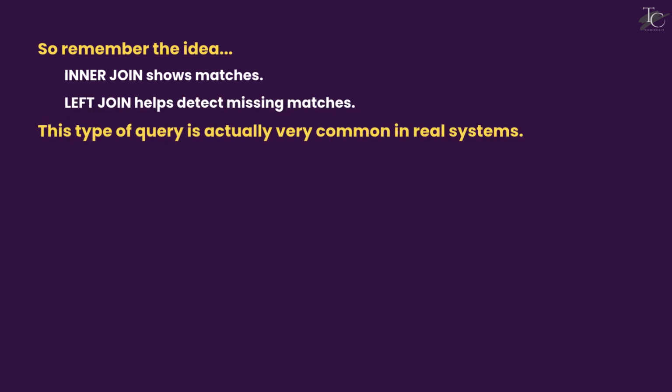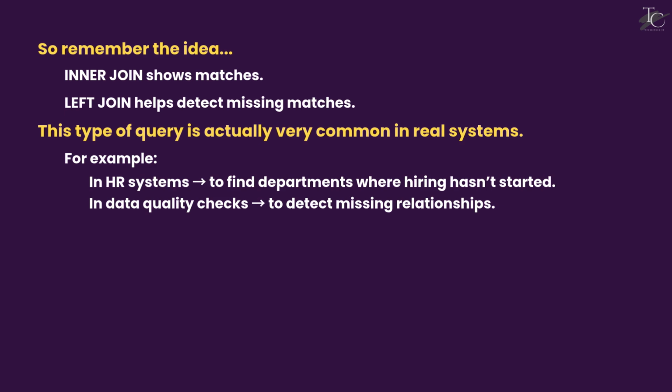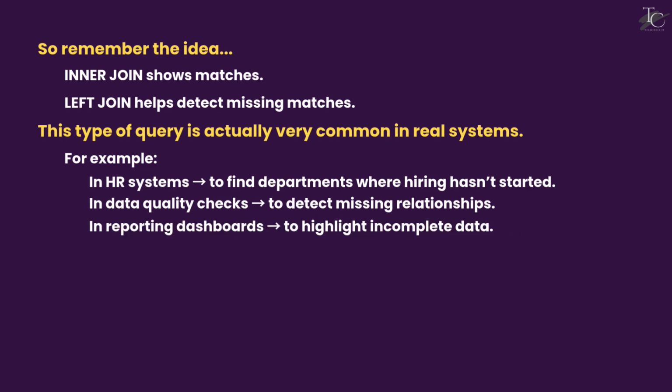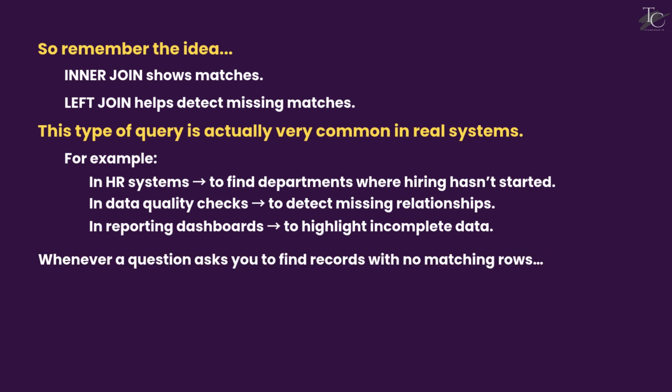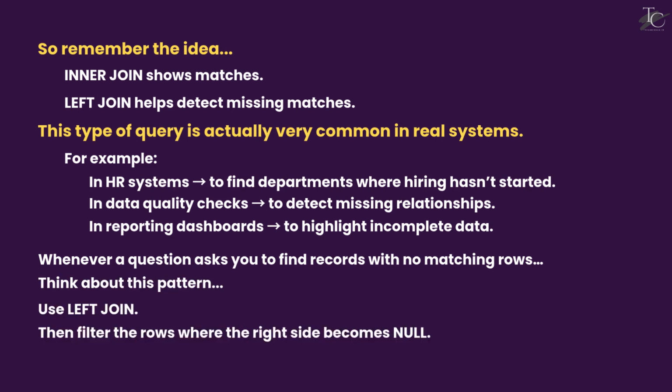This type of query is actually very common in real systems. For example, in an HR system, to find departments where hiring has not started. In data quality checks to detect missing relationships. And in reporting dashboards to highlight incomplete data. So remember this. Whenever a question asks you to find records with no matching rows, think about this pattern. Use left join, then filter the rows where the right side becomes null.